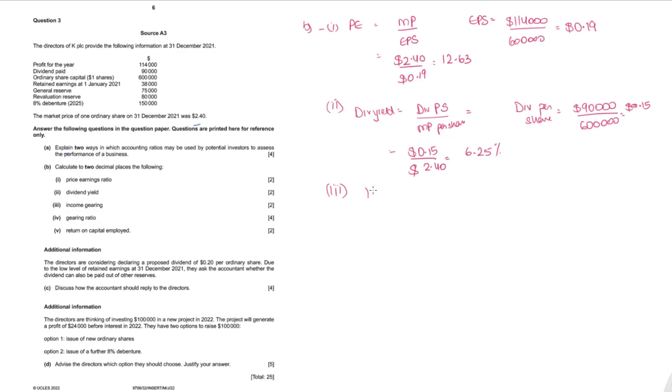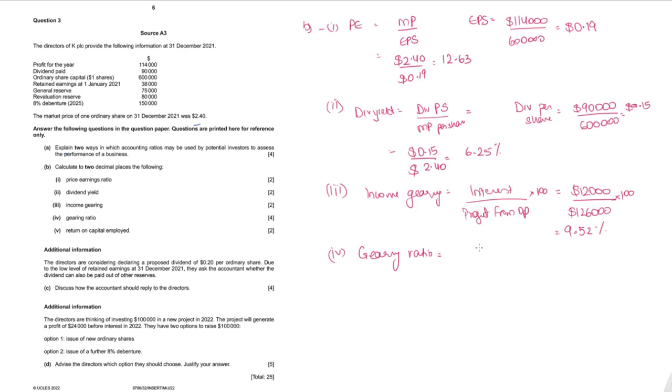Then income gearing ratio, which is the calculation of interest as a percentage of the overall profit from operations. So interest upon profit from operations into 100. How much would be interest expense? 8% of 150,000 debentures, so 12,000. And profit from operations would be the profit for the year, 114,000. To this we will add back the interest on debentures, because interest on debentures is already subtracted. So 114,000 plus 12,000, 126,000 into 100. So 9.52%.